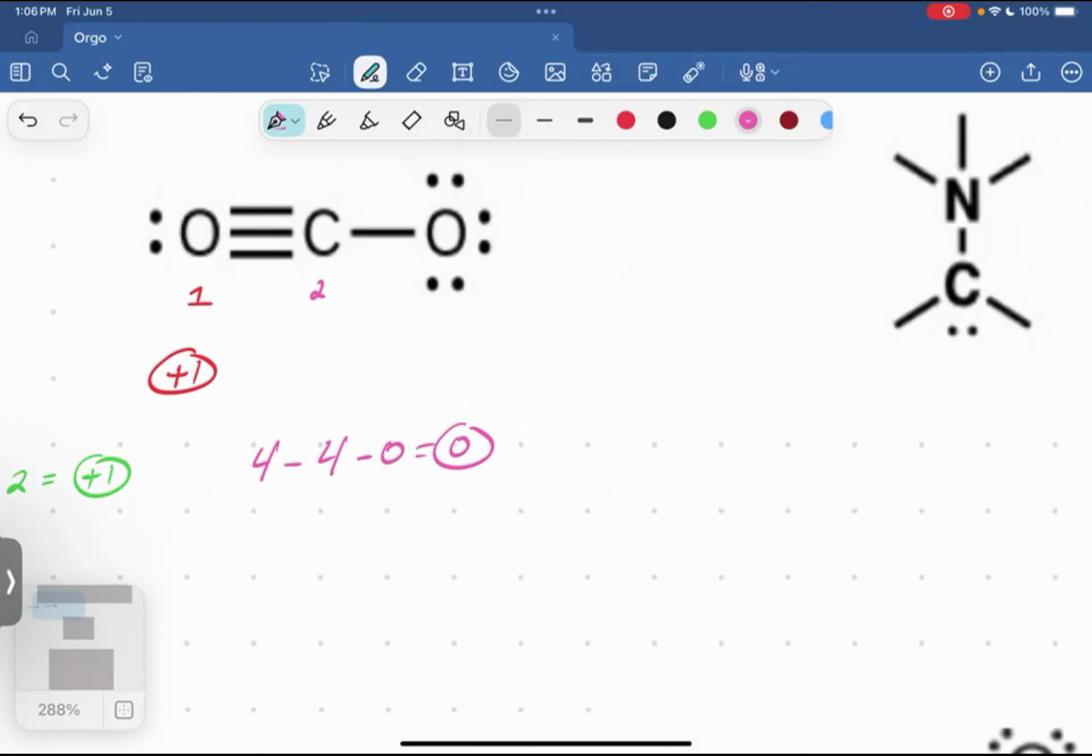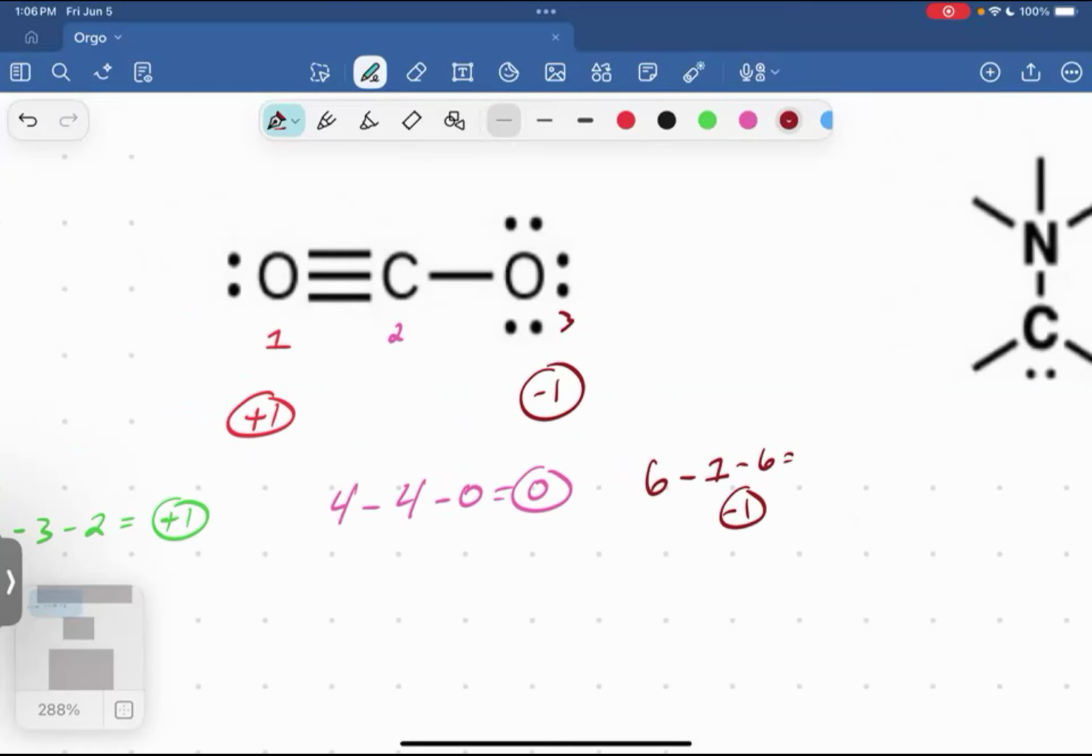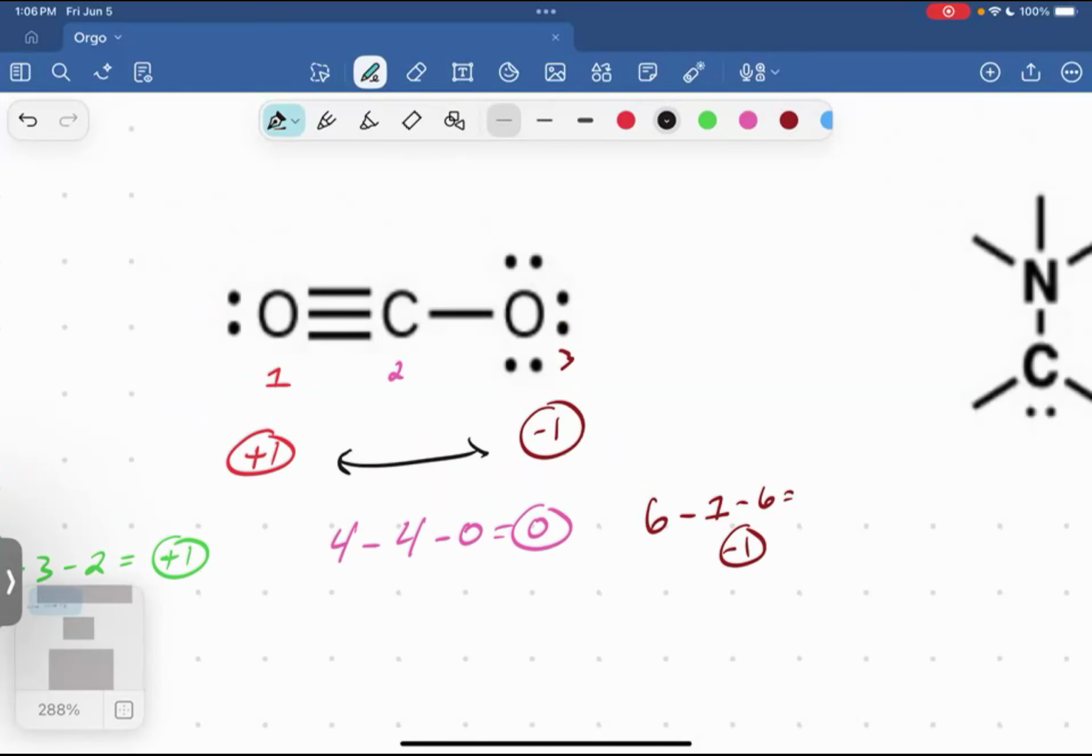How about that oxygen? Oxygen has 6. How many bonds is it making? 1. And how many lone electrons does it have? 6. And that's going to give us a -1 charge. So as of right now, despite there being charges, the overall charge of the molecule is neutral. They cancel each other out.